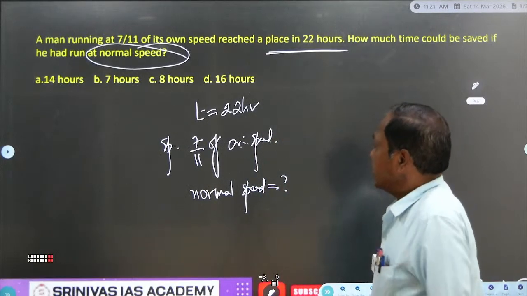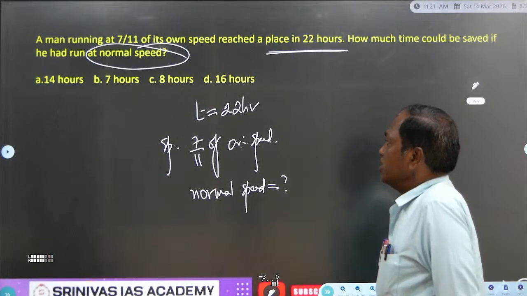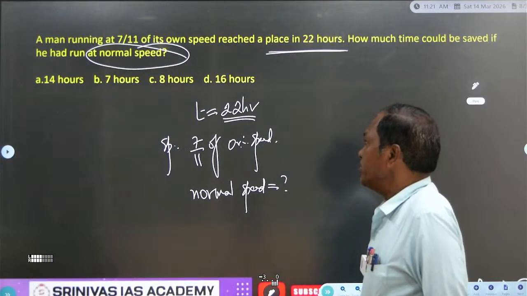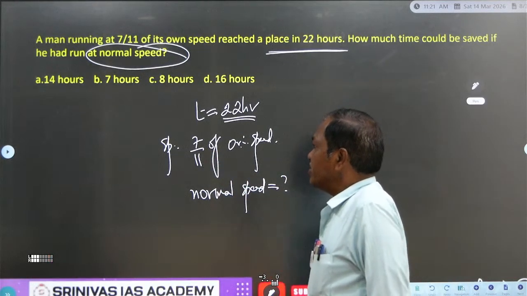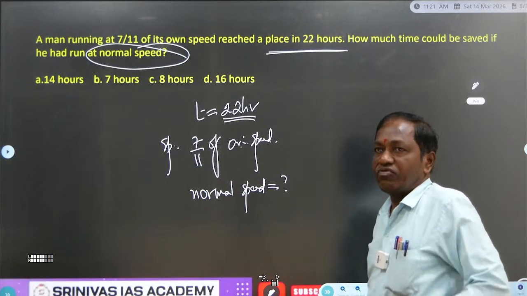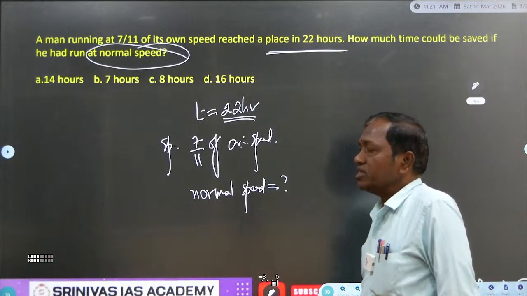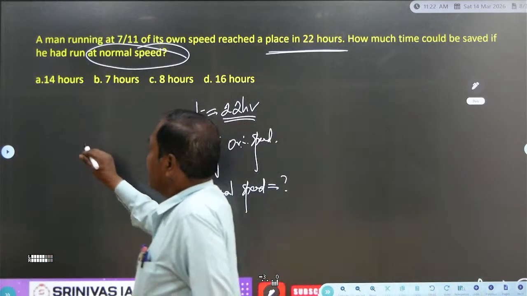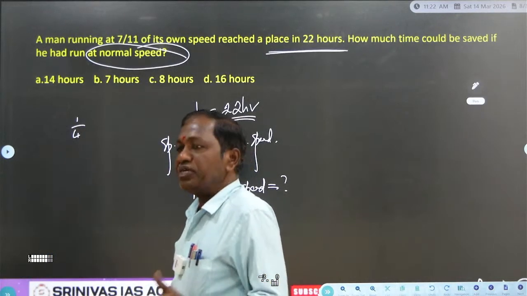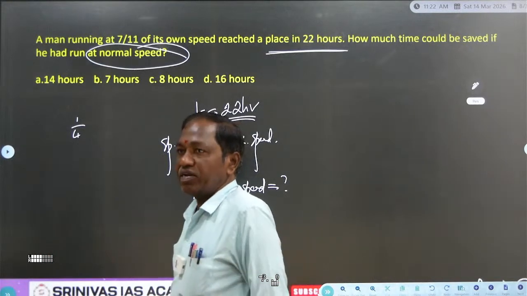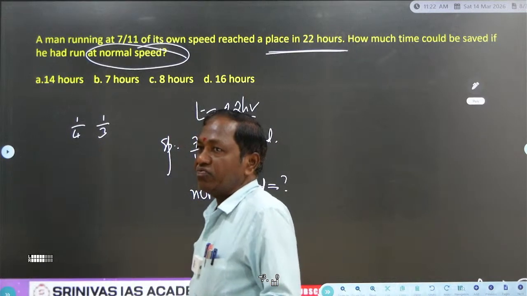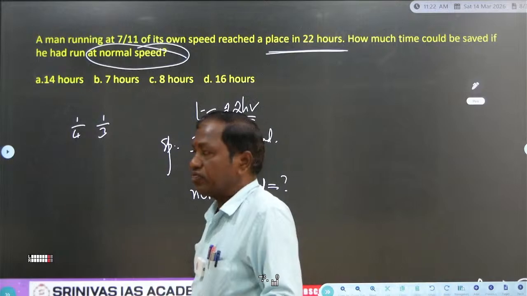Now we can see again, time taken is already 22 hours. It means he has taken more time than is possible. You can see 7 by 11 is a proper fraction. Any proper fraction is less than 1. For example, 1 by 4 is equal to 0.25. Any proper fraction is always less than 1. It's a property of proper fractions.